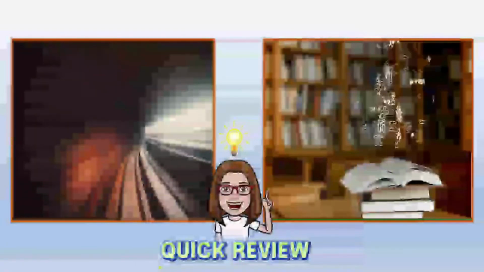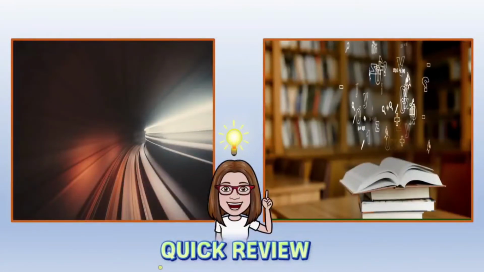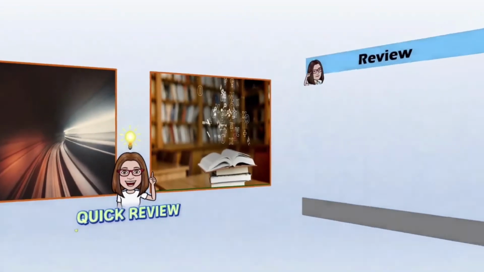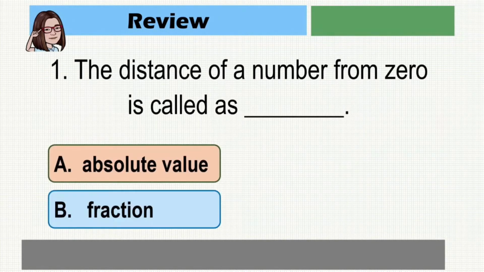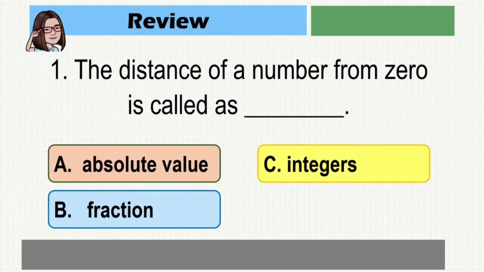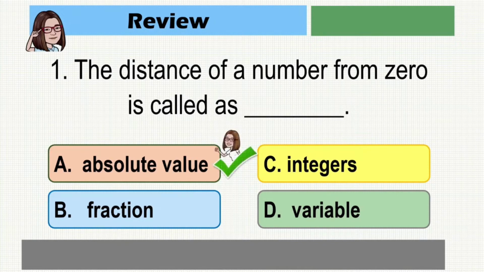Let's have a quick review of our past lesson, but there is a 5-second timer for each question. Let's start! Choose the letter of your answer and write it on a piece of paper. First question. The distance of a number from 0 is called A. Absolute value, B. Fraction, C. Integers, or D. Variable. And the correct answer is A. Absolute value.